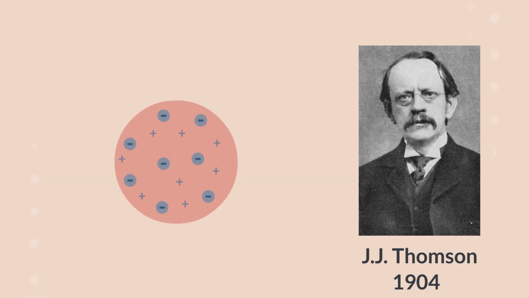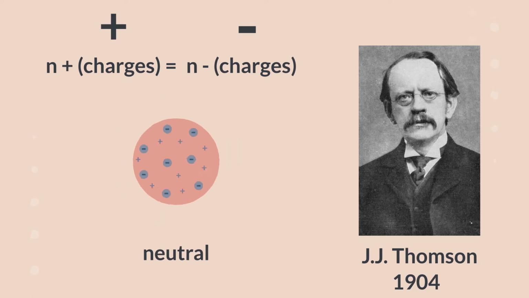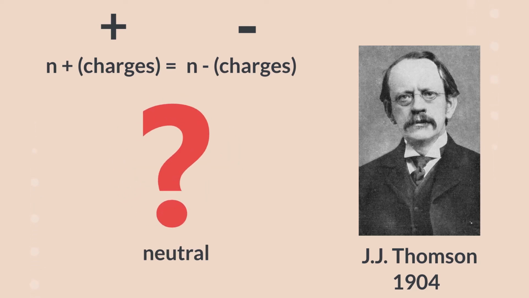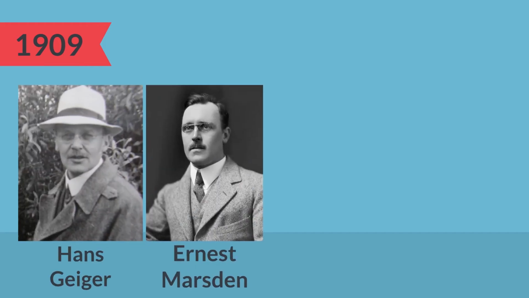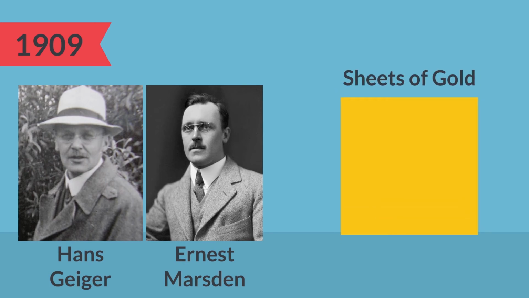During that time, scientists knew that there was a positive charge in the atom that balanced out the negative charges of the electrons, making the atom neutral, but they didn't know where the positive charge was coming from. In 1909, not long after Thomson's model was proposed, Hans Geiger and Ernest Marsden made an experiment with thin sheets of gold to test Thomson's model.